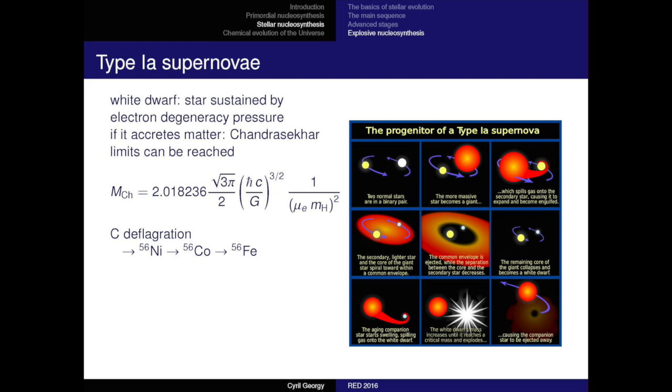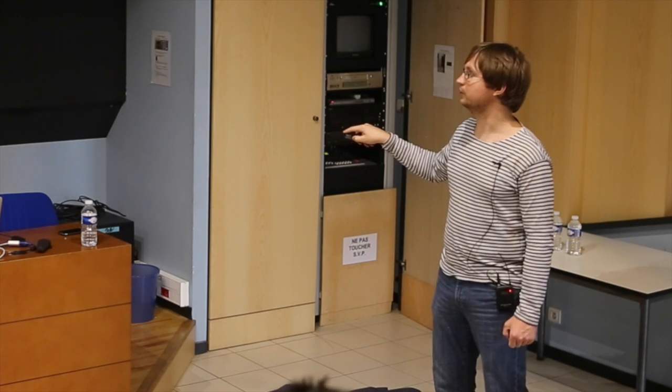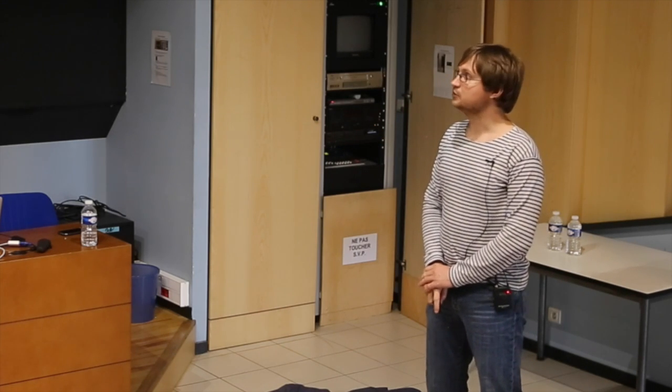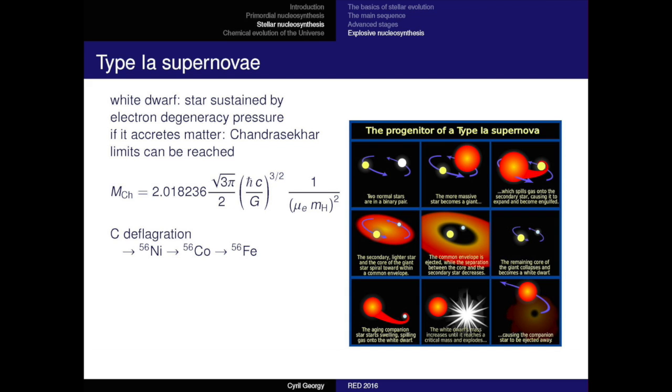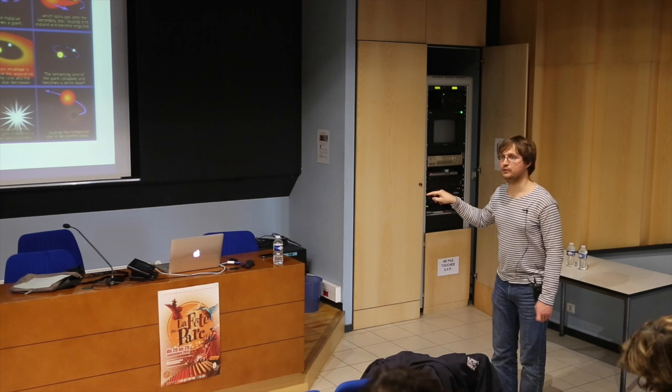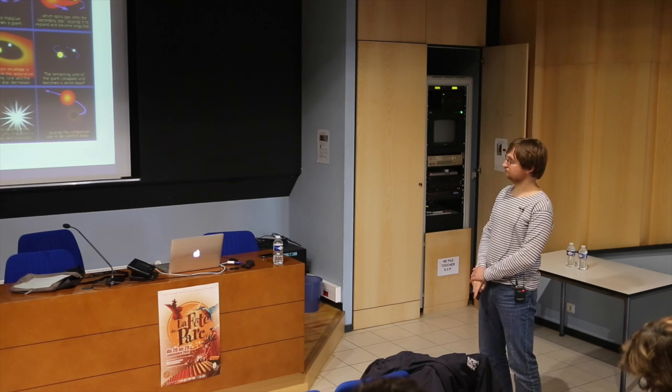If you go above this mass, you will suddenly produce carbon burning deflagration at the surface of your star, and this will explode your star, producing what we call a type 1a supernova. So this will completely disrupt your white dwarf, producing a lot of nuclear burning during the explosion, and this will produce elements up to iron 56 as well. Basically the reaction produces nickel 56 that disintegrates into cobalt 56 and then iron 56, which is the most stable nuclei in the universe.